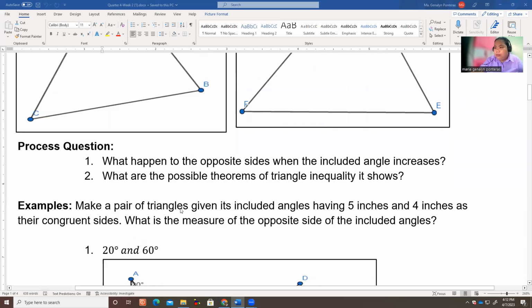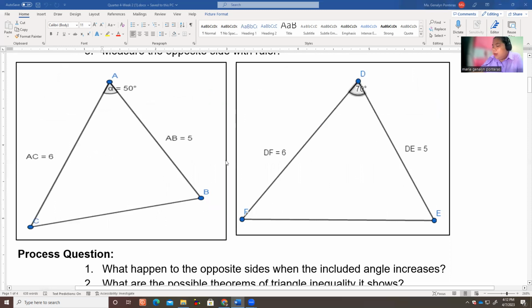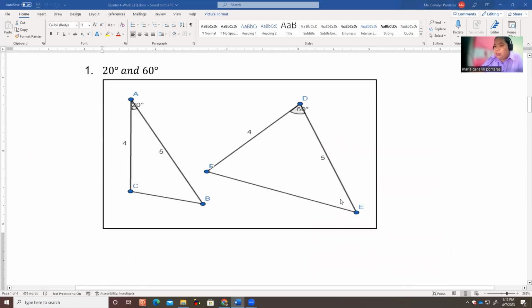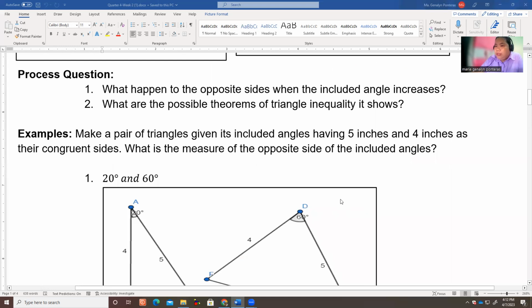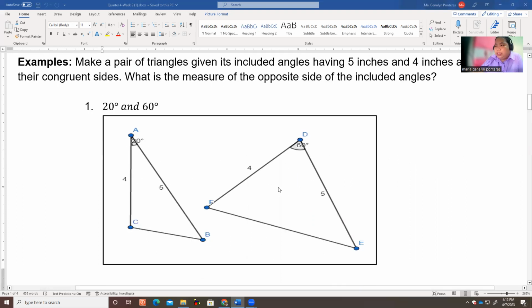Okay, so what are the possible theorems on triangle inequality? That is our Hinge Theorem. It can also be the angle to side theorem, theorem number 1, because we showed the angle first and then the effect on the side. Okay, so in our next example, make a pair of triangles with 5 inches and 4 inches as the congruent sides. Again, this video shows the Hinge theorem.